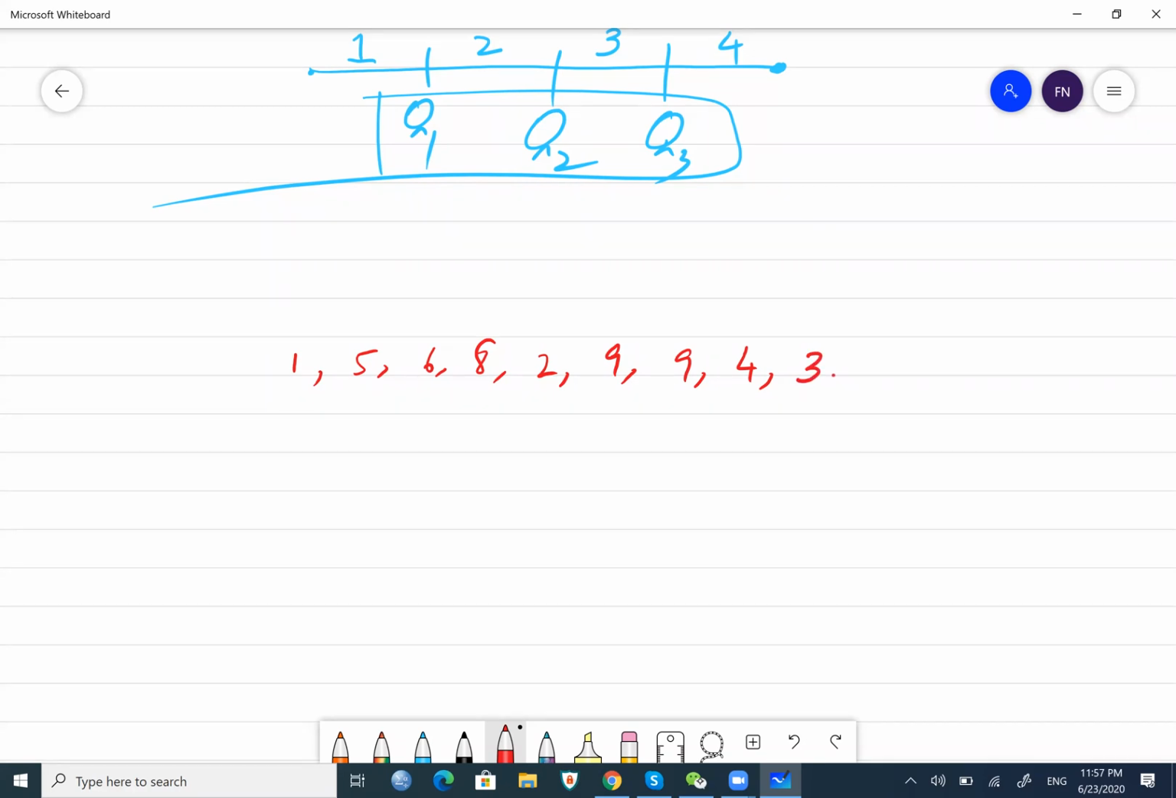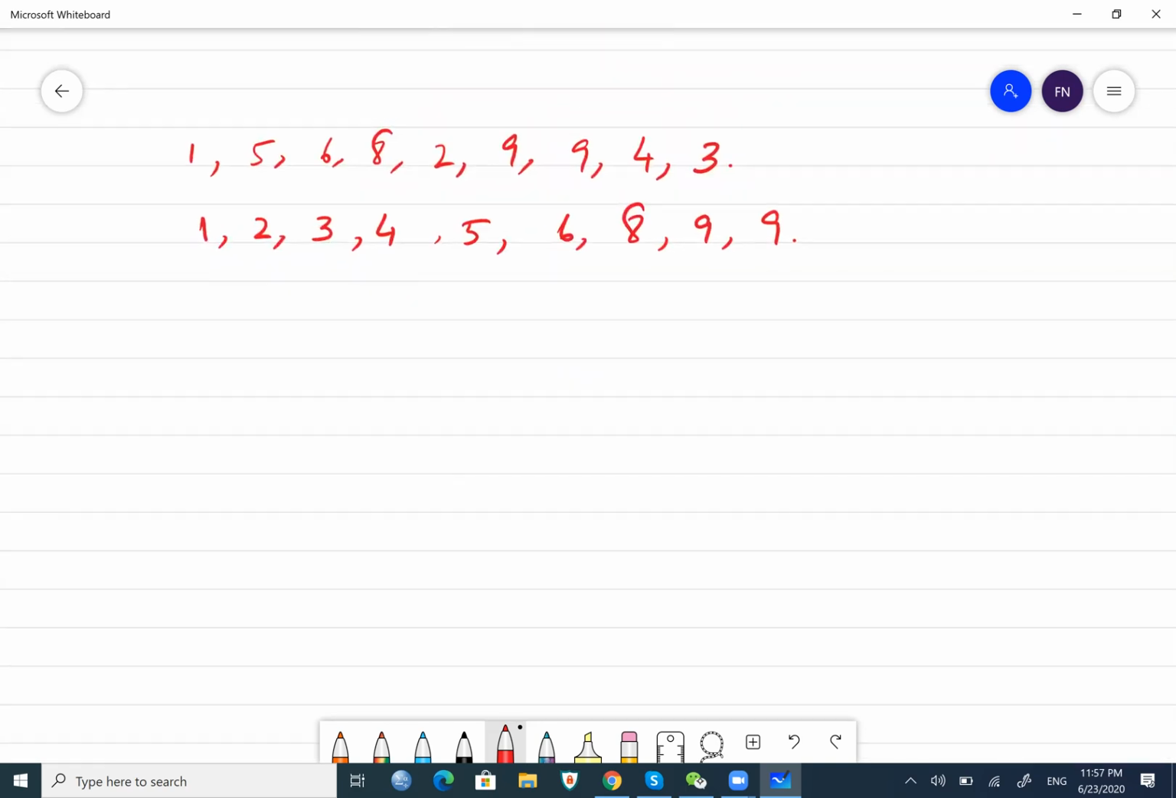I want to write it in ascending order. First of all, we write it in ascending order. So 1, 2, 3, 4, 5, 6, 8, 9, and 9. Right? I want to calculate its quartiles. First of all, we calculate Q2.